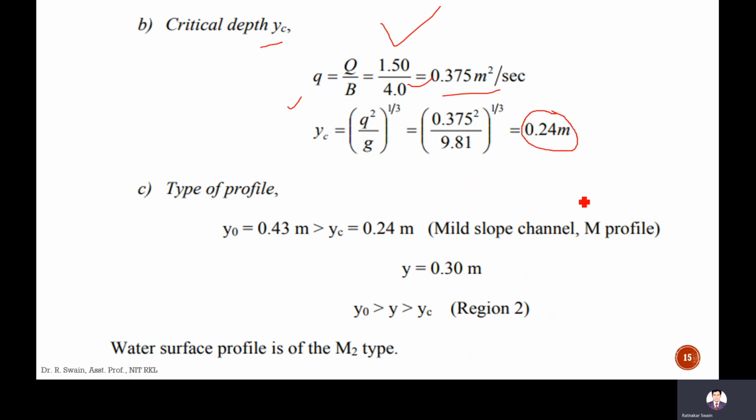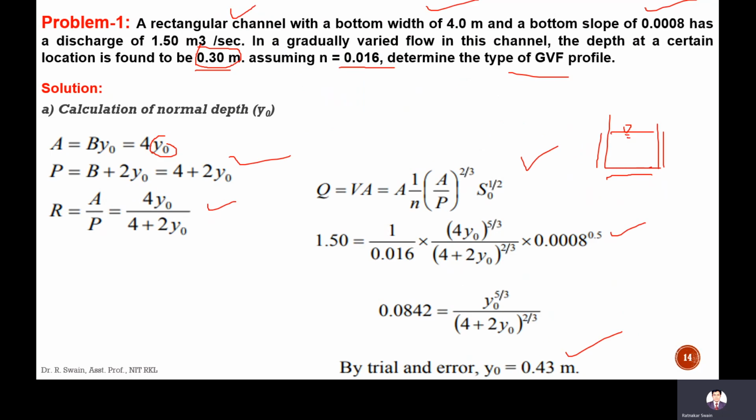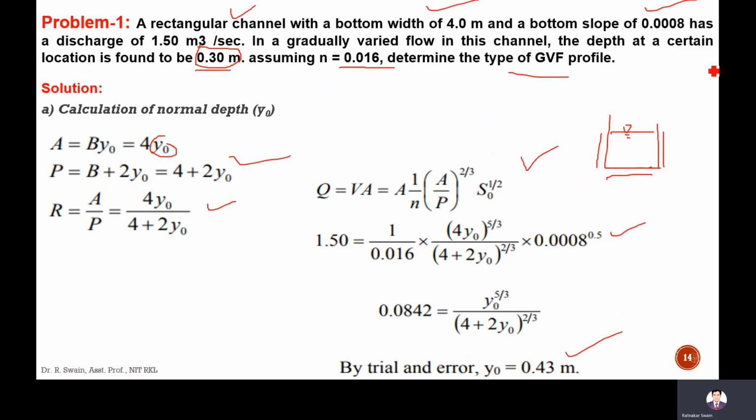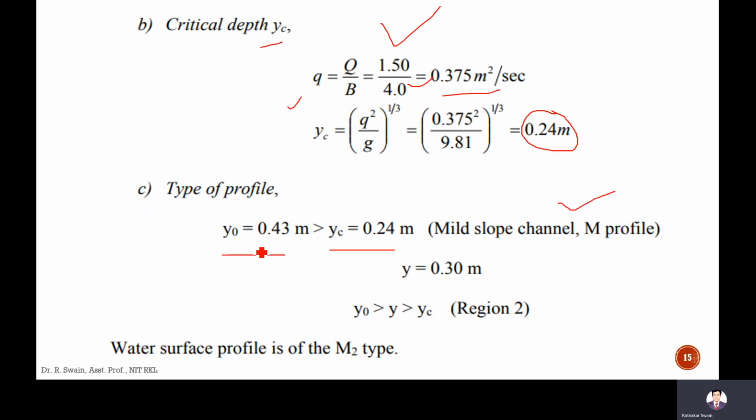So here yc is 0.24 and y naught is 0.43. So y naught is more than yc, so it is a mild slope channel, or M profile, we can say. At a certain location, it is given that y is 0.3 meter, which is in between y naught and yc. It means it is region 2. That means the flow profile is M2 type. So like this, the flow profile is evaluated. Thank you so much.